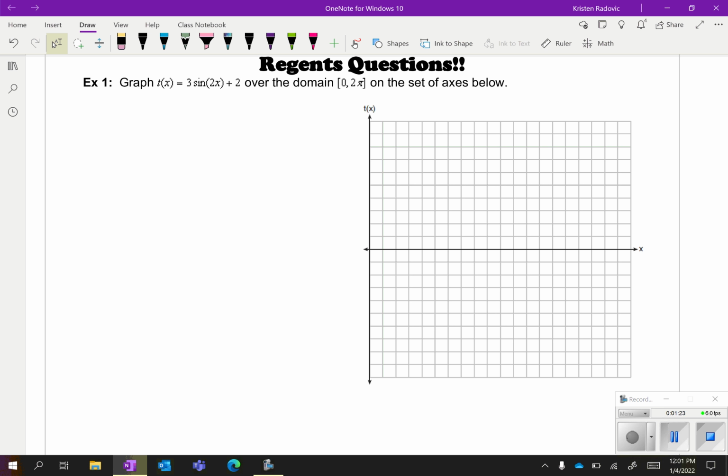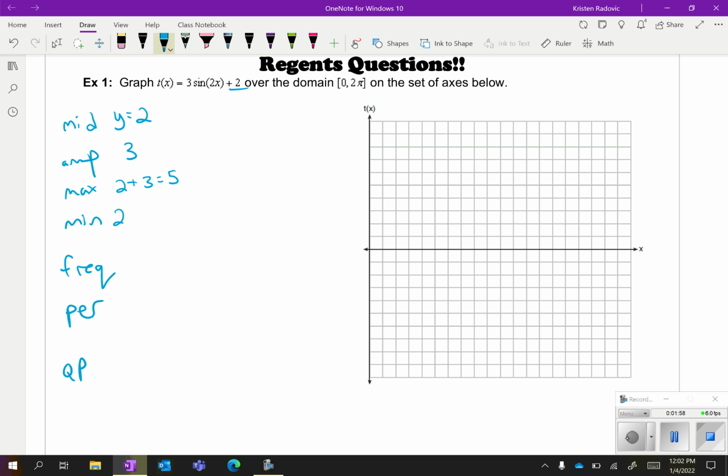Now, you do want to find all of your main values. That's going to be your midline, your amplitude, your max, your min, your frequency, period, and your quarter points. I'm sure many of you, if not all of you, are already bored of doing this, but hopefully we remember it. Your midline is y equals 2. Your amplitude is 3. That means if you're starting at 2 and you're going up by 3, you get to 5. And if you go down by 3, you get to -1.